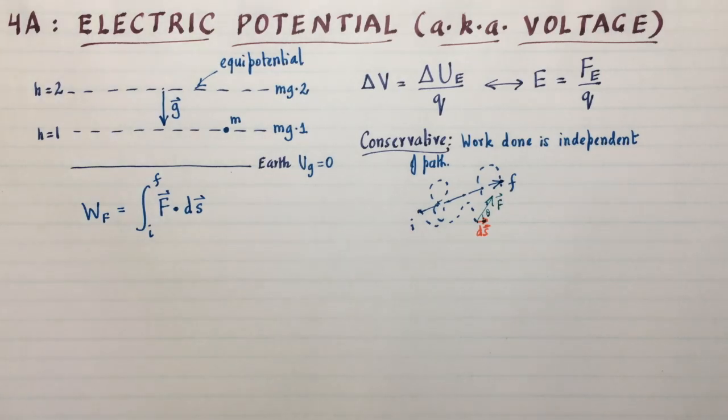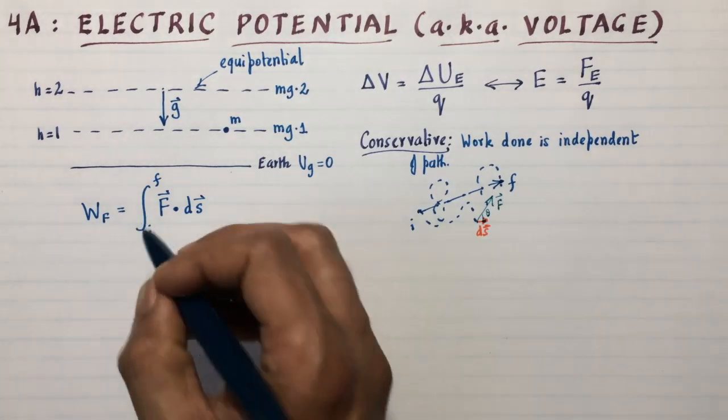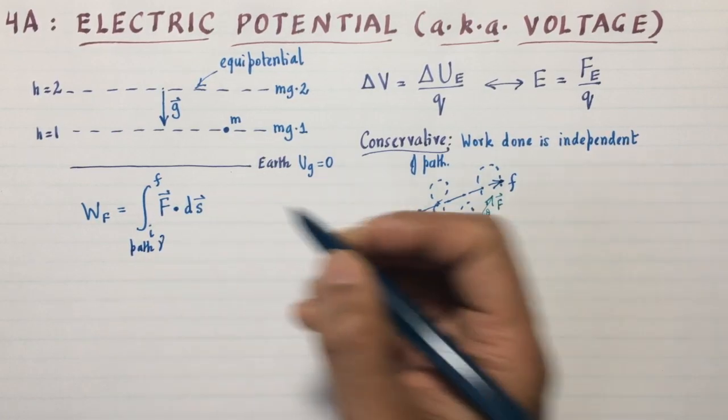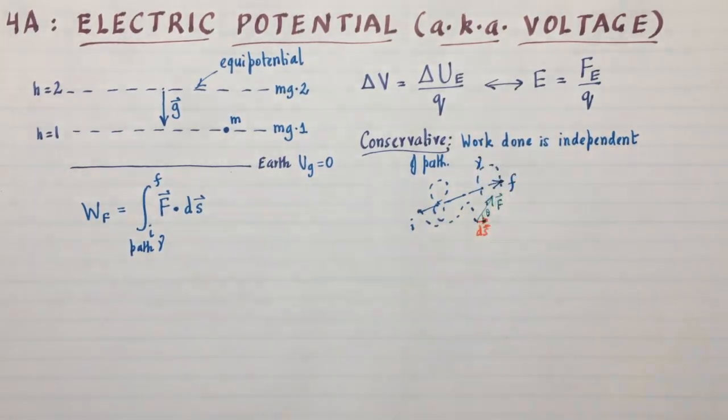So that's the work done by a general force, any force, even the force of friction, for example. We would have to specify the path taken. So this is not a good way of writing the work done by a force unless you say what path is taken. So we'll say along the path gamma, gamma being this dotted path. That's the general definition of any force.